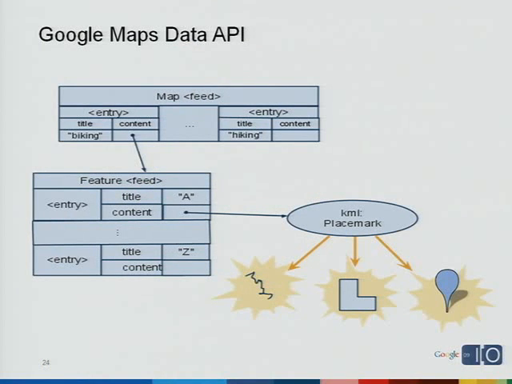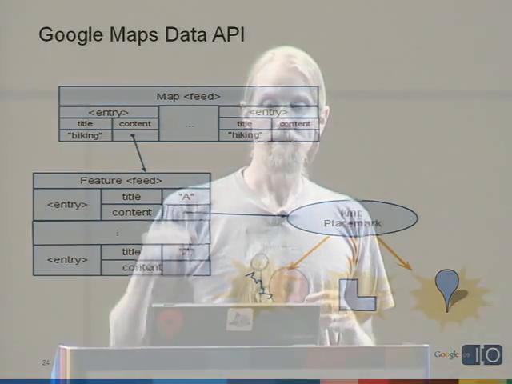If I request my maps feed from the API, what that's giving me is just a list of all the maps I own, with a very simple amount of metadata, some access control information, and a title. The main thing of interest is in the content element of the entry, there's a source attribute, which references a features feed, and the features feed lists all of the individual features within that map.